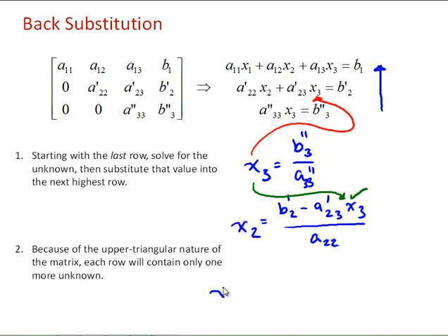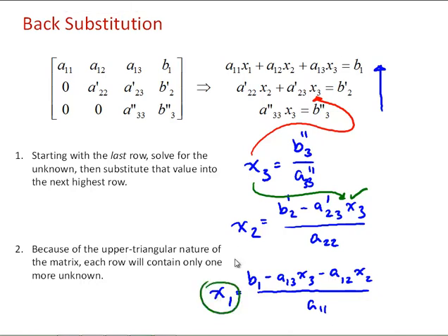And then lastly, moving to the first row, x1 is going to be b1 minus a13 times x3, which is known, minus a12 times x2, all divided by a11. And now we've solved for x1, x2, and x3. So let's look at doing this with numbers, and we'll go through the process one more time.